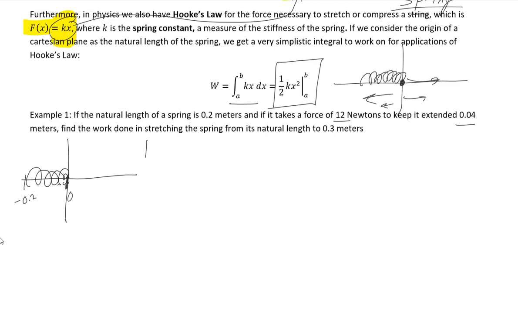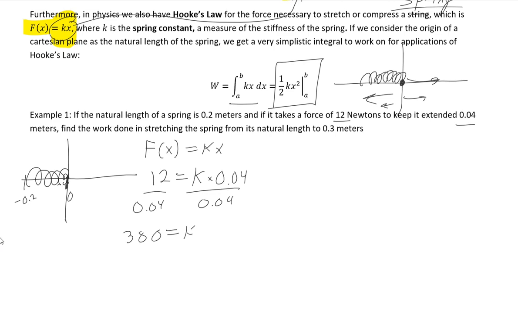We have f of x equals kx, and we have that the force is 12 newtons to keep it extended 0.04 meters. So that's our distance x. Therefore, we can find k by simply dividing that, and we find k to be 300. So if we use that, we can set up our work formula.